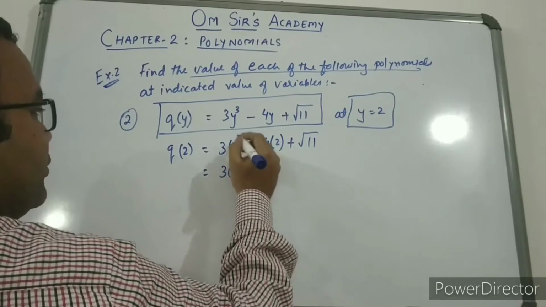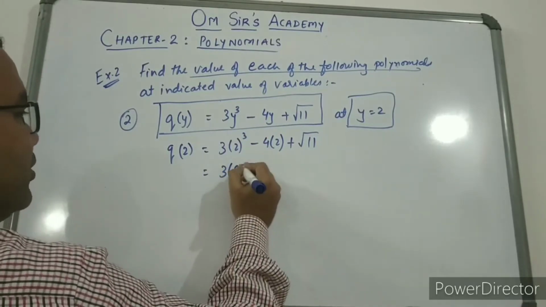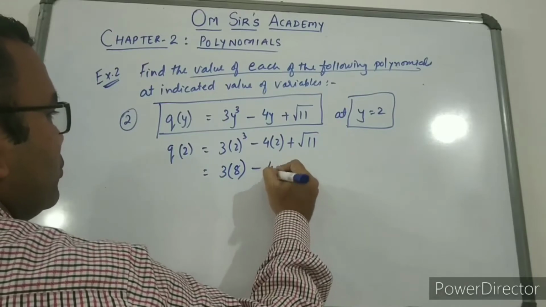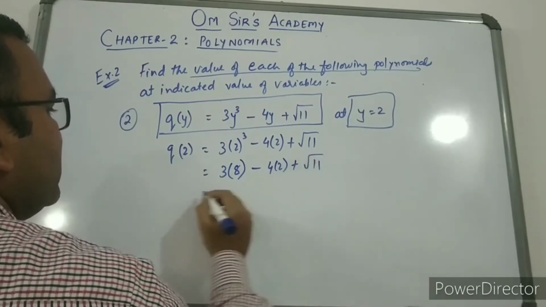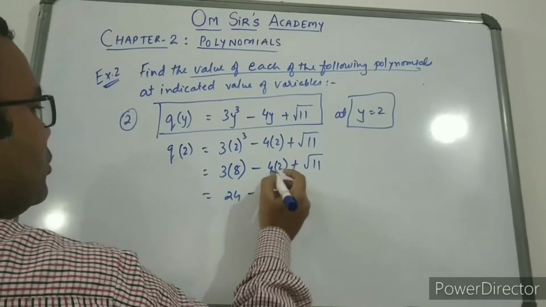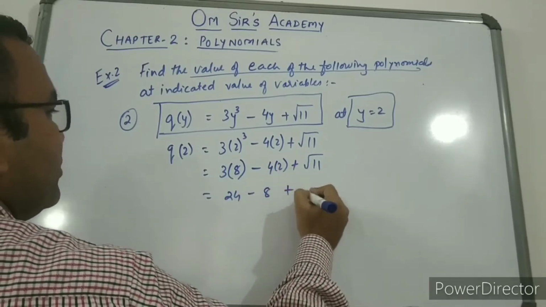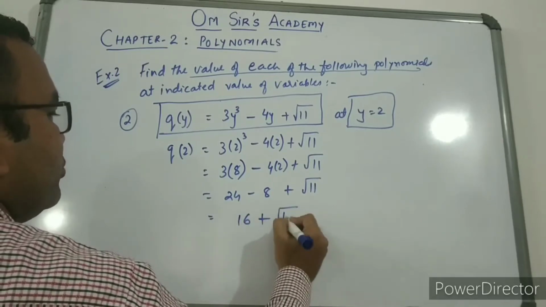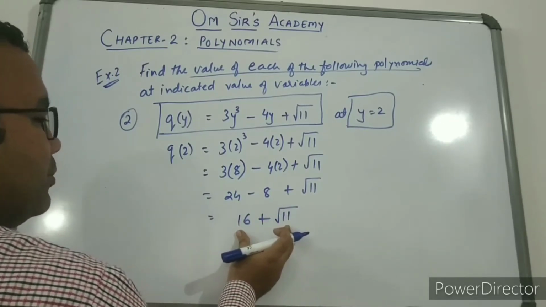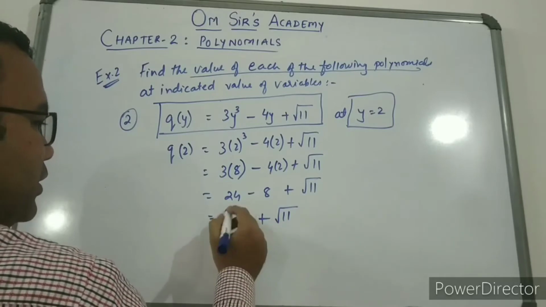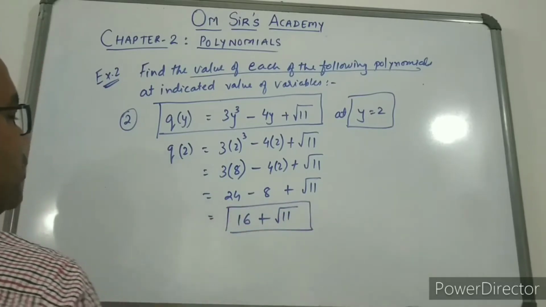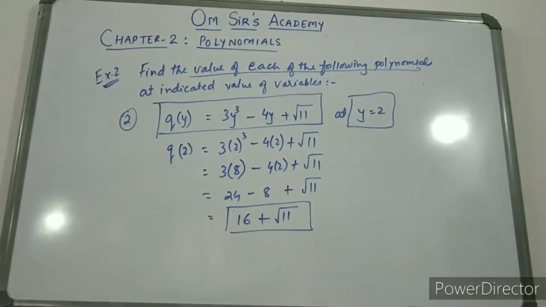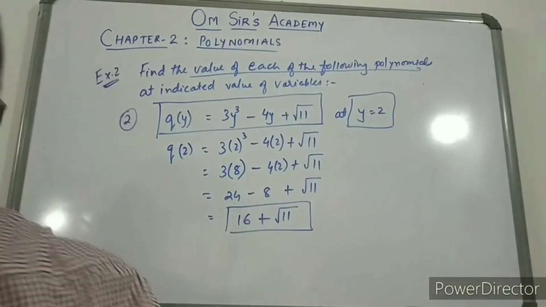That is 3 into, what is 2 cube? 2 cube is 2 2s are 4, 2 4s are 8, minus 4 into 2 plus root 11. That is 8 3s are 24 minus 4 2s are 8 plus root 11. What is 24 minus 8? 16 plus root 11. Now here both the terms are unlike, so we cannot go further. This is the final value of the polynomial. Is it correct, friends? Now we move to the third sum.